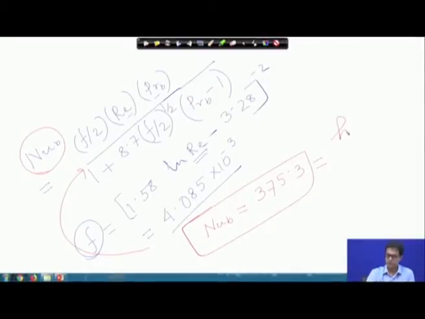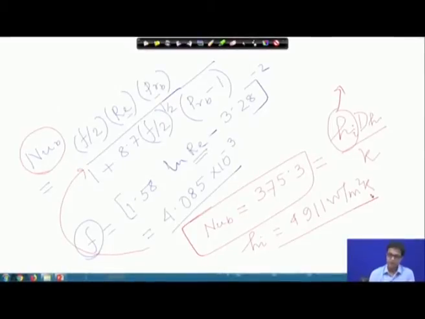So, this is nothing but h_i d_h by k, k of the fluid. So, accordingly we can find out the heat transfer coefficient of the inner tube hydraulic diameter. Already we know that is the inner tube. So, we can find out the h_i, and this will come out to be 4911.1 watt per meter square Kelvin.